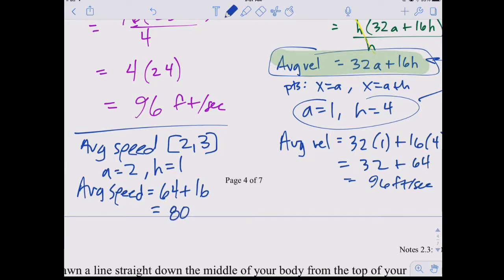80. So are 2 and 3 time? That's time, yeah. From the second to the third second. We're going to let A equal our starting time, and then H is the amount of time we let elapse. So if I go from 2 to 3, we're starting at 2, and H is 1 second elapsed.